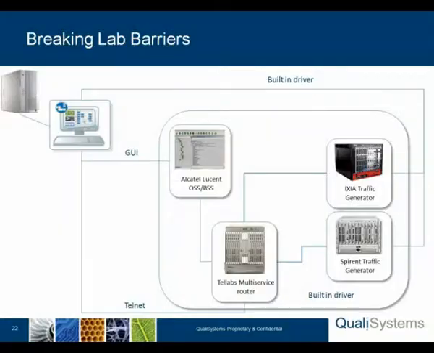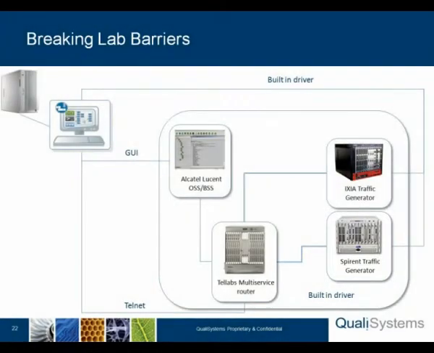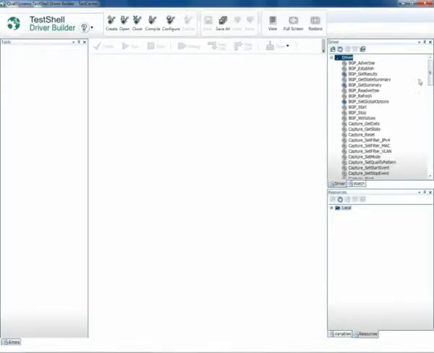The test runs perfectly and everything goes well for a few months, but then Jane's boss comes over and tells her that a new Ethernet OAM module was purchased for the Spirent TestCenter. The new functionality has to be available for everyone to use in their tests, which means the driver has to change. The driver can be easily modified in TestShell Driver Builder.